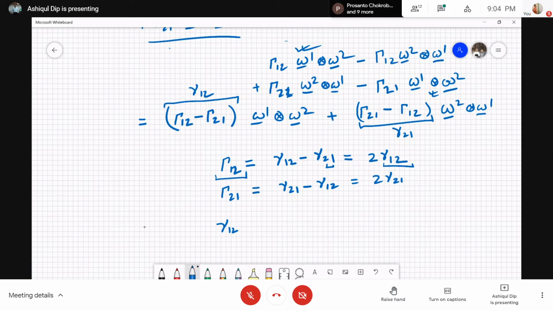Yes, that it should be, yes. Just multiply half and put it inside the bracket. Half times gamma 1 2 minus gamma 2 1. That's right.